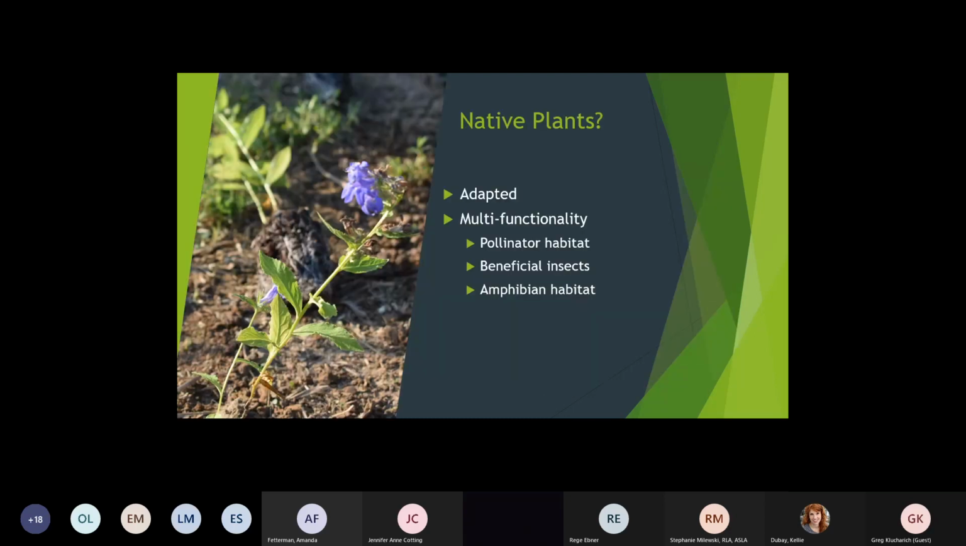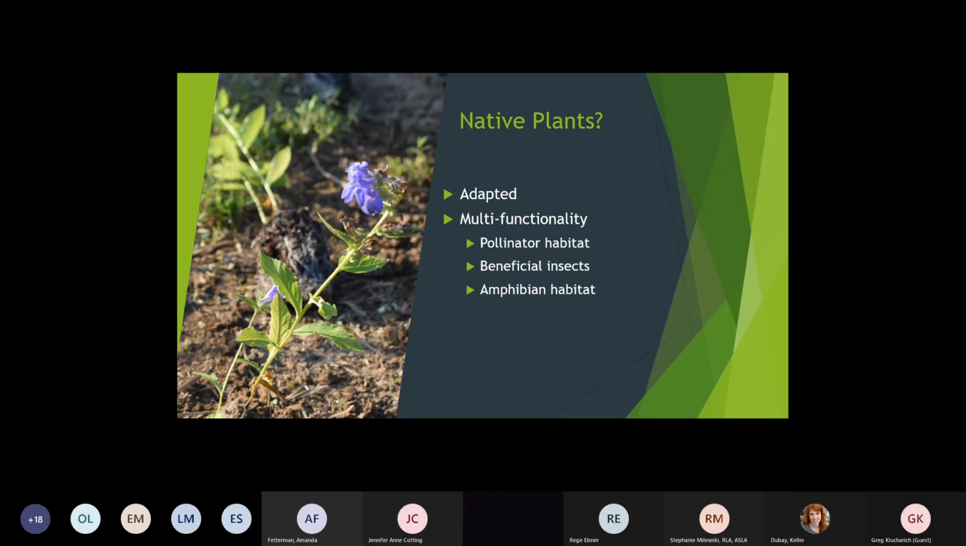I chose native plants for the basin, in part because they're already adapted to our climate, which should increase their survivorship. They're also multifunctional, and my plans for the basin are multifunctional, not just to infiltrate stormwater well, but also to use it as a living laboratory for my classes.